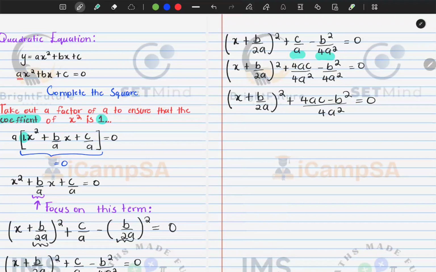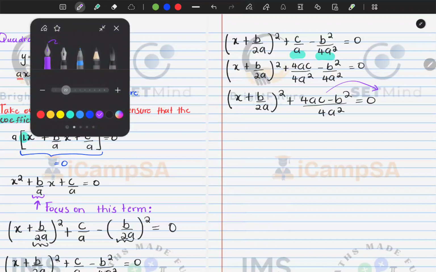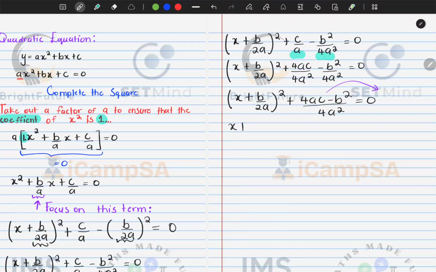Okay? So if you observe carefully, we can now go ahead and simplify this. We are trying to solve for x, so I will take all of this to the right-hand side. And if you observe carefully, we'll have (x plus b over 2a) all squared, and this will be equal to, you should note the signs. The b squared term was negative, so it will now be positive. So we'll have b squared minus 4ac divided by 4a squared.